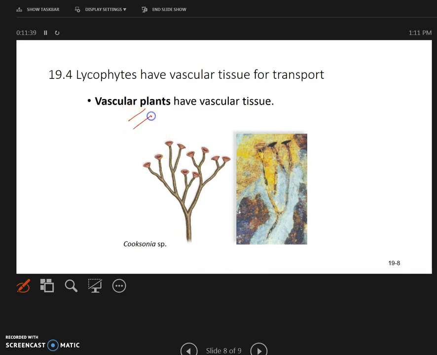All right. The lycophytes are more advanced. Why? Do you see something that the mosses did not have? They have vascular tissues. That means they have xylem, and they have phloem. Xylem transports water. Phloem transports food.